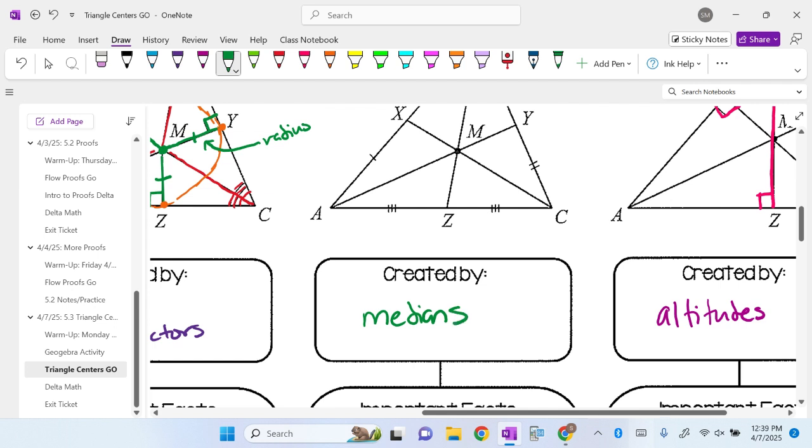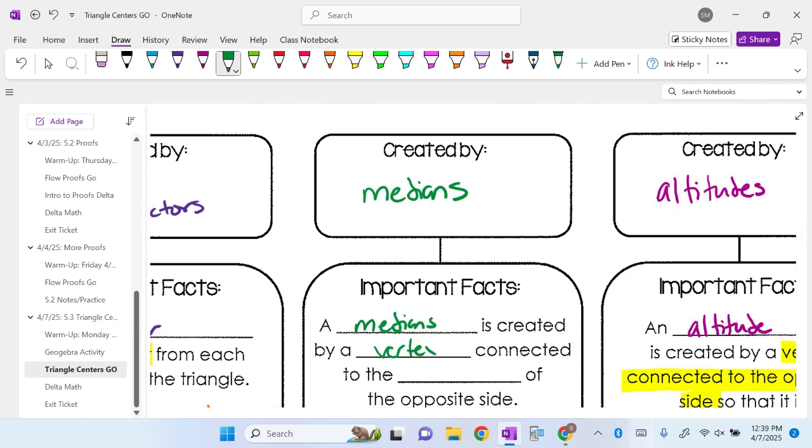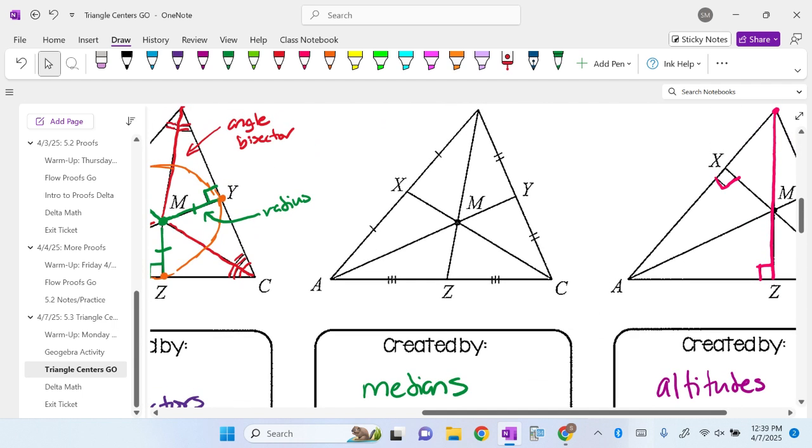All right. The medians are created by a vertex connected to the midpoint of the opposite side. So, for example, X, Y, and Z in this case are the midpoints of the triangle. All right, these are all midpoints. Each of these sides, they cut them in half perfectly, meaning that those points are the midpoints.